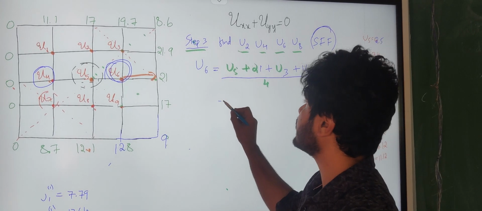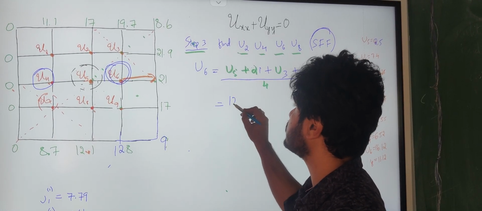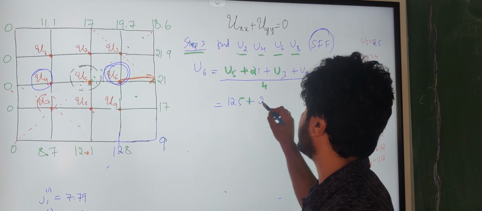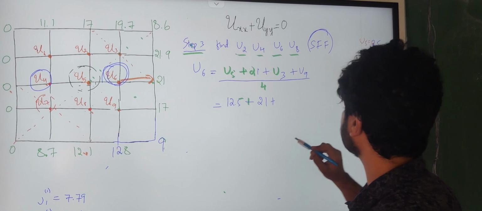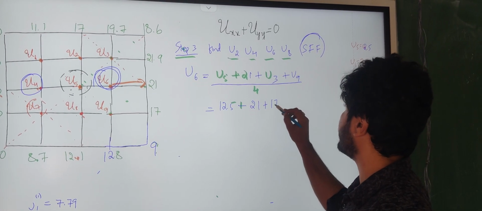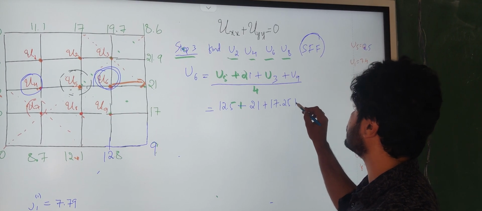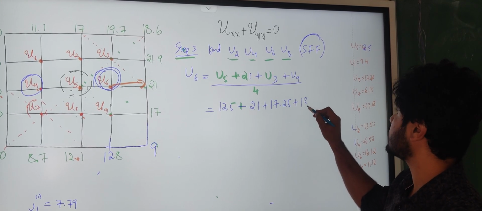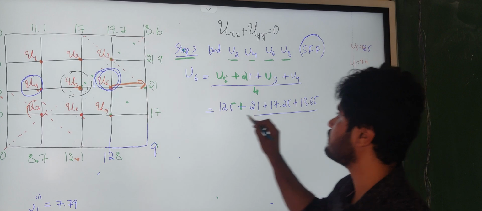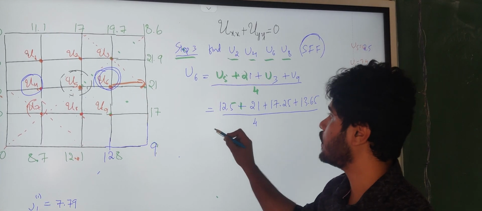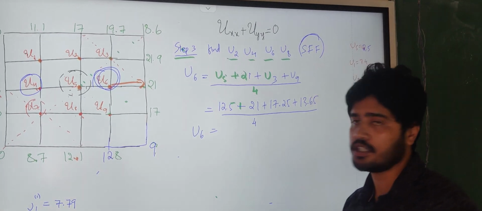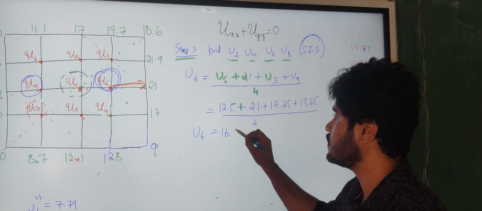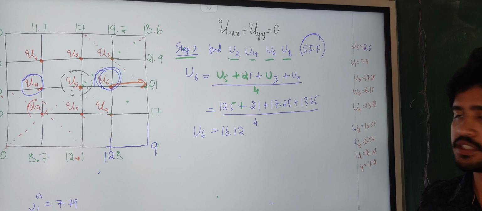So now what is u5? u5 value is 12.5. Next, here it is 21, directly substituted, and u3 value is 17.25, and what is u9 identified in step 2, so that is 13.65. Divide this by 4, so I'll get the value of u6. So you can calculate it, and here it is 16.12. So u6 value is 16.1.